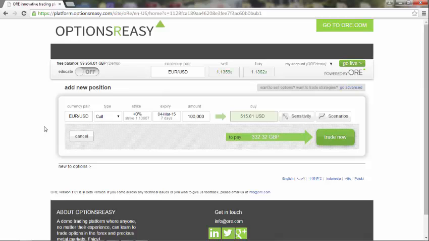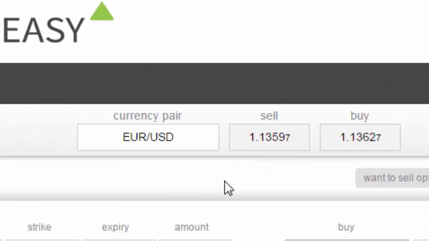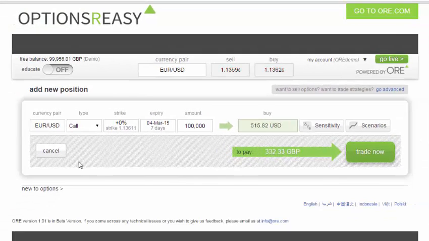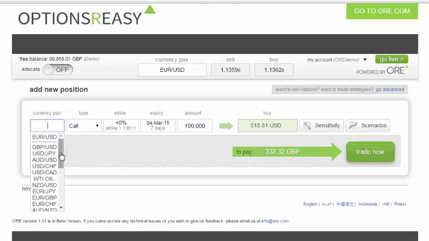So let's take a look at these parameters and how they affect the trade. First, you can monitor the market rate of the pair from the top bar. Here we have euro-dollar trading around 1.1360. Then on the actual trade, you can select the pair you want to trade. You can choose from over 20 currency pairs, gold, silver, and WTI crude oil.